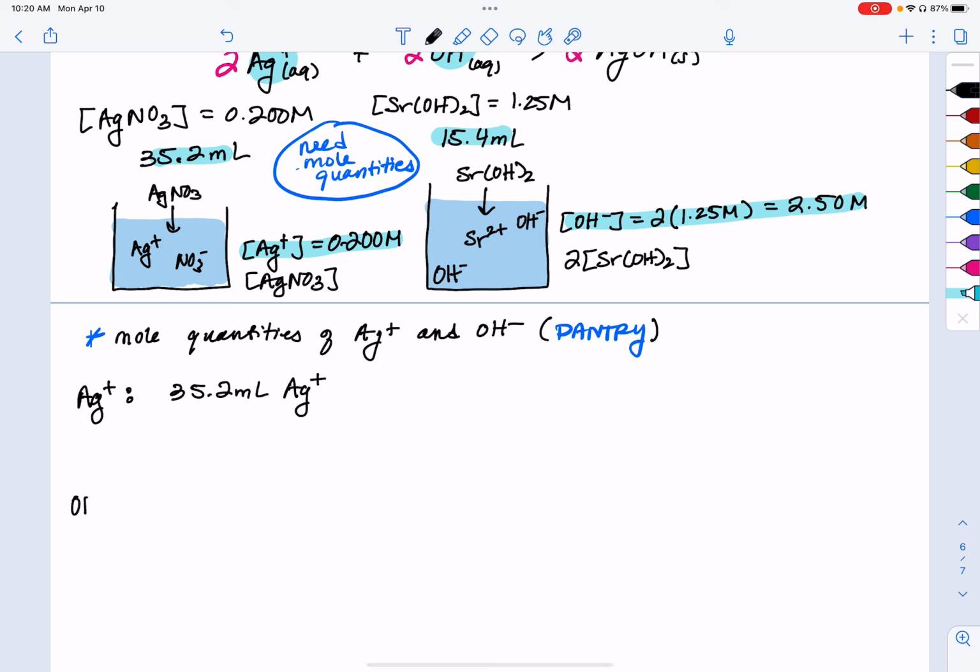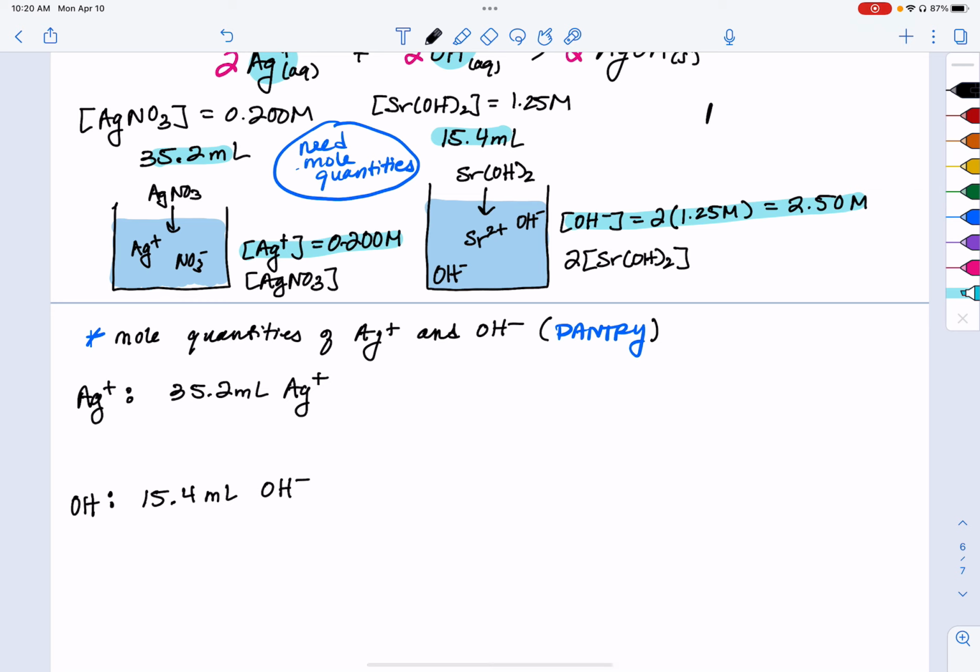And for my hydroxide, I have, let's keep it in terms of our solute. No, let's keep it in terms of ions. That makes more sense. We're doing a net ionic equation. Let's keep it in terms of ions. So hydroxide, that was 15.4 milliliters of a solution containing hydroxide ions.